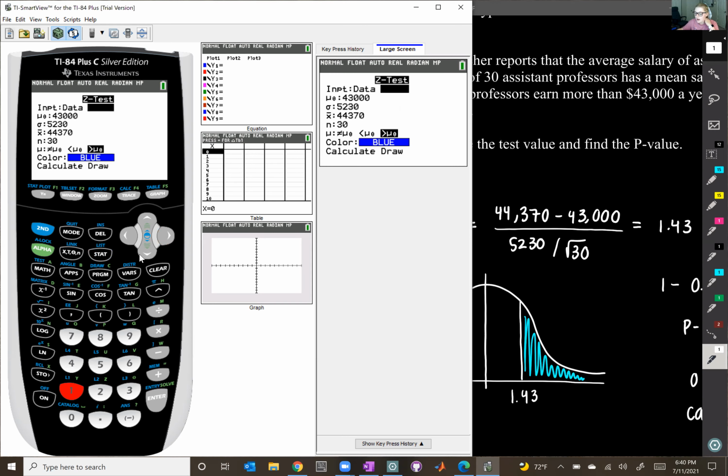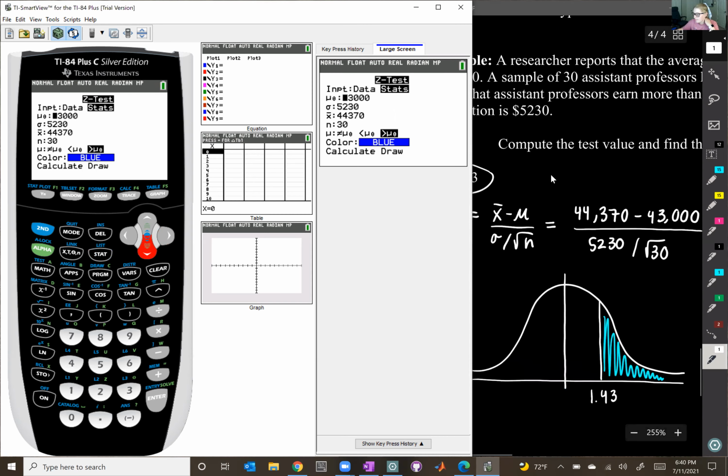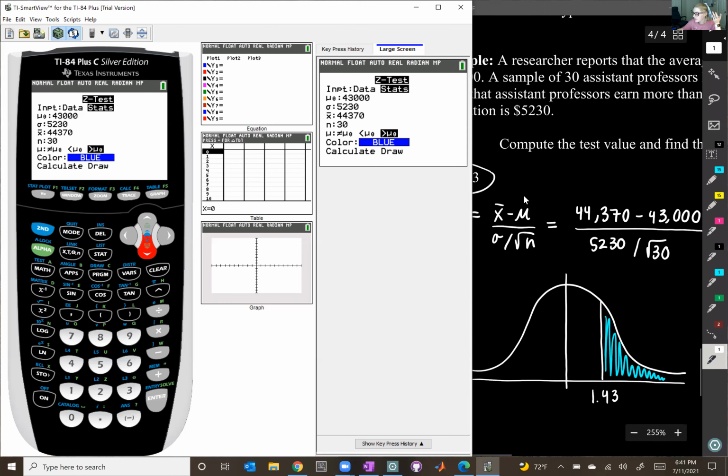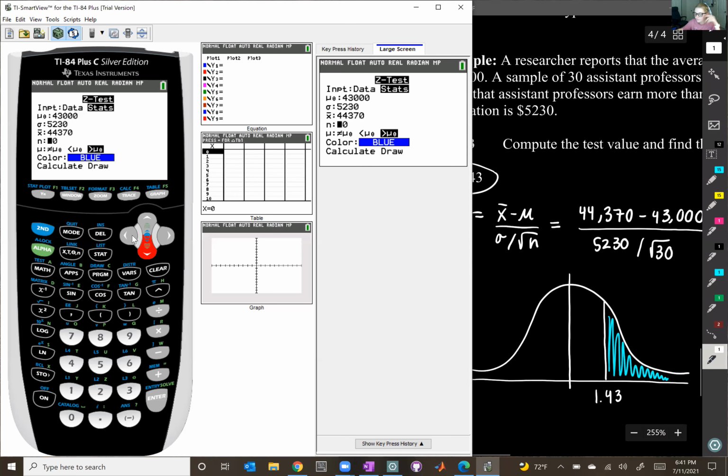Cool. And then you can input your stats. So you want to make sure that it stays on the stats option. And if you come down, I think I already put in all the values. So for mu, you'll see that I put in 43,000. So that's good. For the standard deviation, I put in 5,230. And then for X bar, 44,370. And then for N, I put in 30. And then this is where you have to pick what kind of test you're doing. So you have to pick if it's the right tail, left tail, or if it's two-tailed. So I went ahead and put that in.